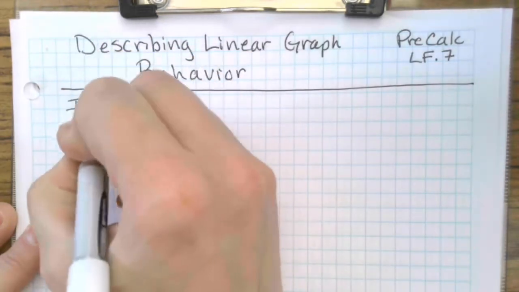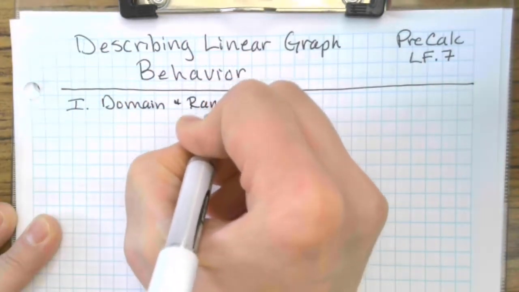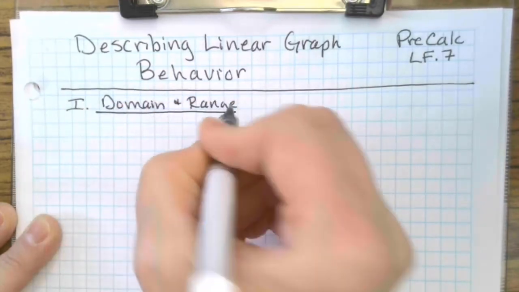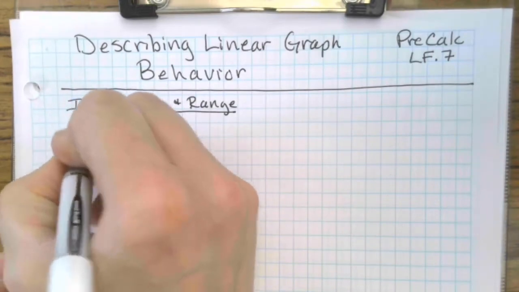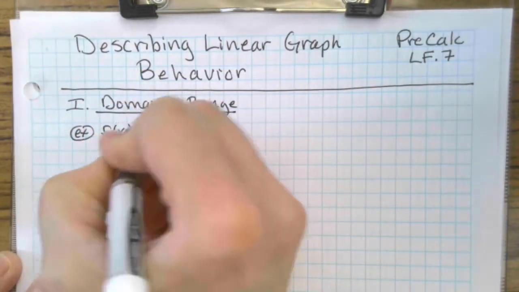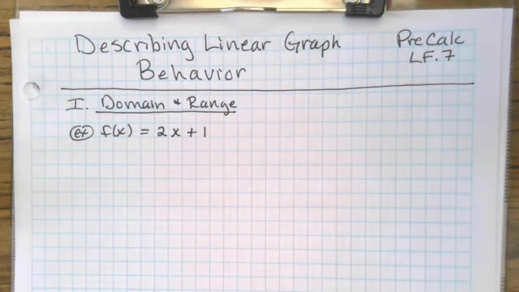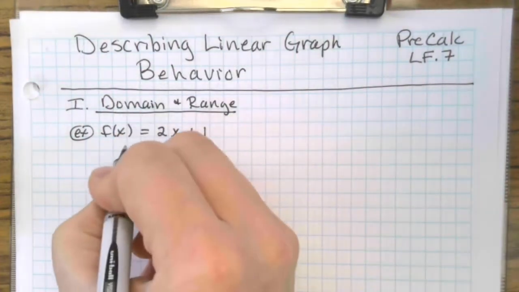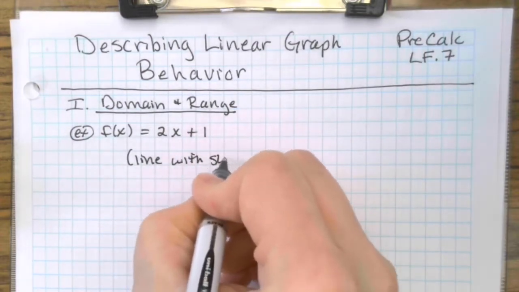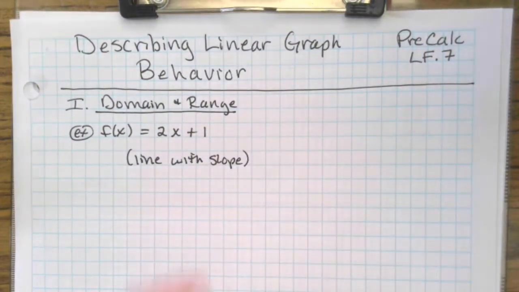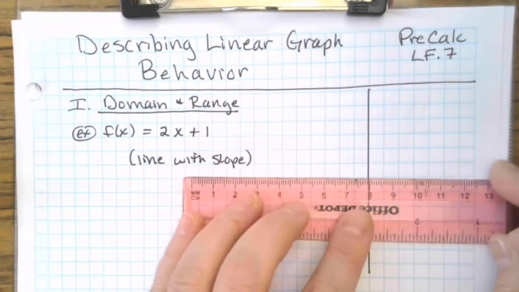Okay, Roman numeral 1, domain and range. Okay, we're going to draw a graph. The graph is f of x equals 2x plus 1. This is basically a line with slope. Okay, so draw yourself a pair of axes.